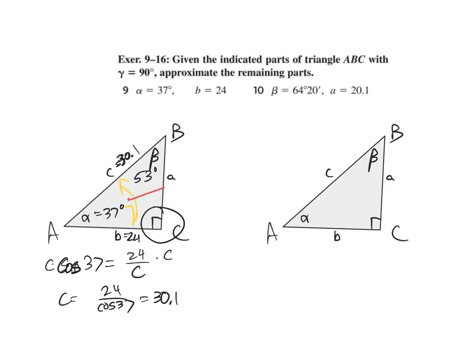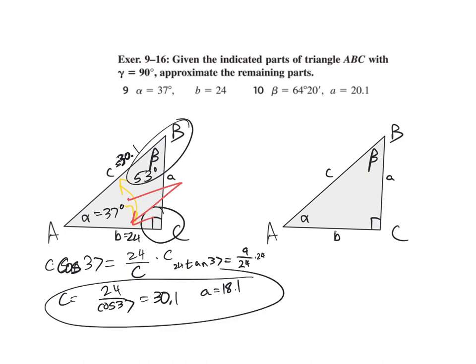Now we'll use opposite and adjacent. So that's tangent. The tangent of 37 is equal to A over B, 24. So multiply by 24 and take 24 times the tangent of 37, and you get 18.1. So A is 18.1. So lots of different answers there you're supposed to get. There's beta and then your C and your A that you had to get.